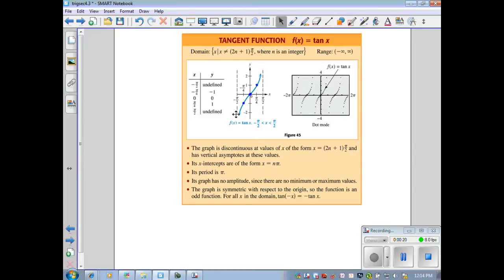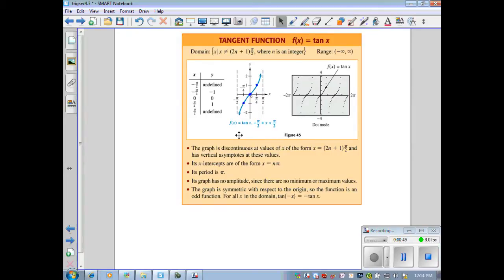But we do have an asymptote, like we do with the cosecant and secant functions, and it tells us that the graph is discontinuous at those areas. Also, the x-intercepts are of the form x equals n pi. Its graph has no amplitude, and that means there are no minimum or maximum values on the y values. As you can see, it continues in the positive direction and the negative direction to infinity.